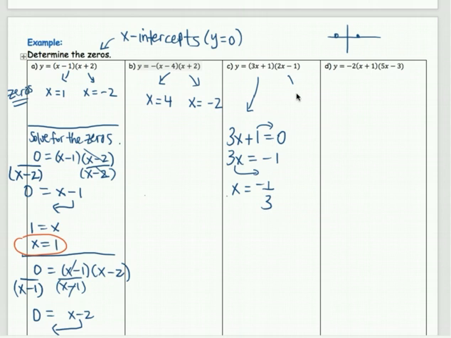Okay, now let's do the other one here. So we're going to go 2x minus 1 equals 0. Okay, so same thing. Boot this over. Boot the 2 over.